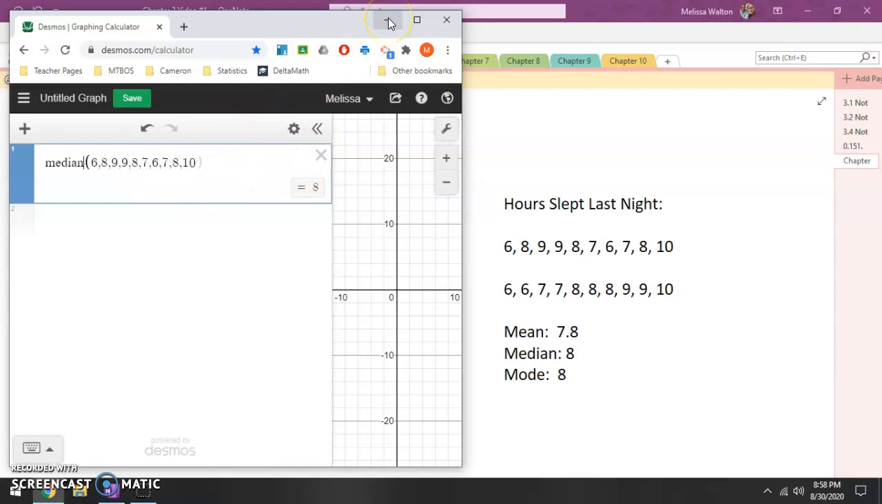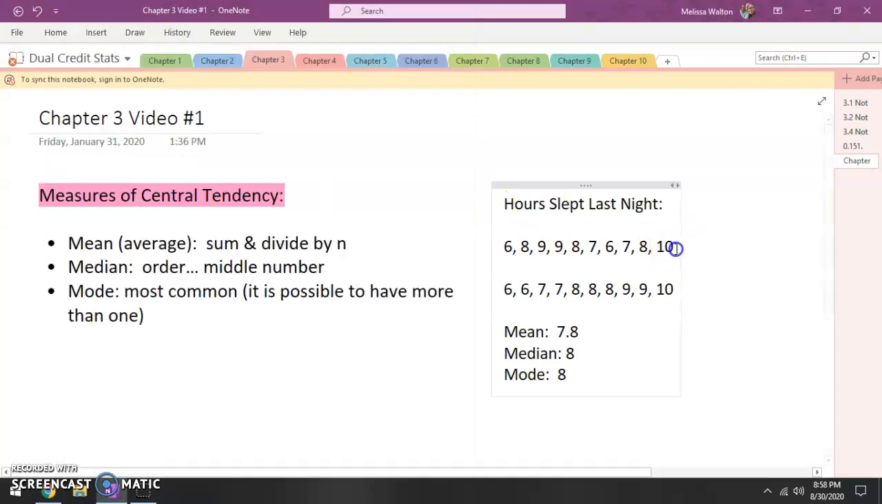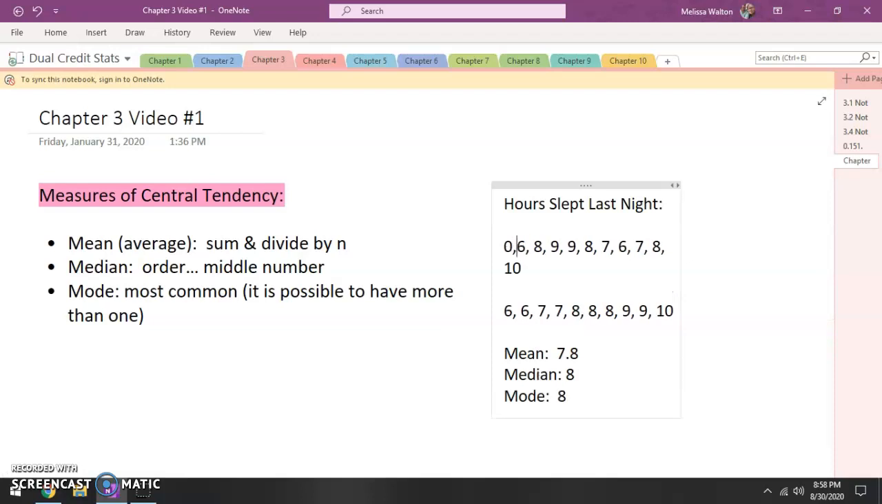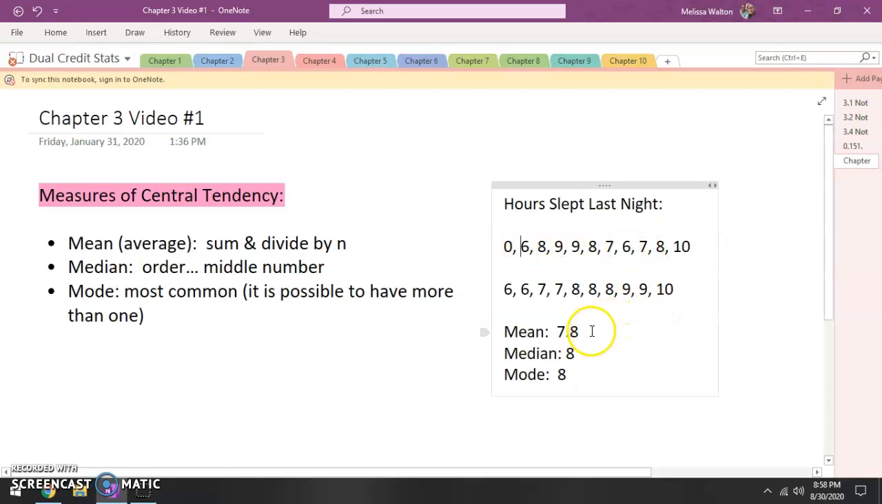All right, one final issue. I want to talk about what would happen if we were to throw in an outlier. Let's say that I got a student in my class, and they did not get any sleep. They pulled an all-nighter. They have a 0. We have some kid that slept 0 hours last night. Now I want to talk about which of these have changed.